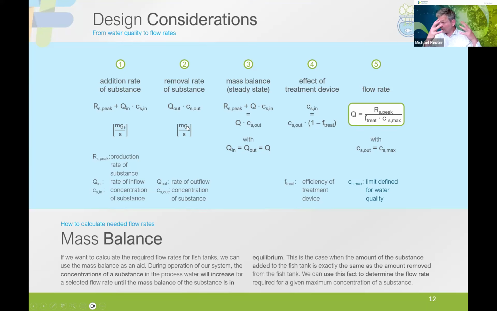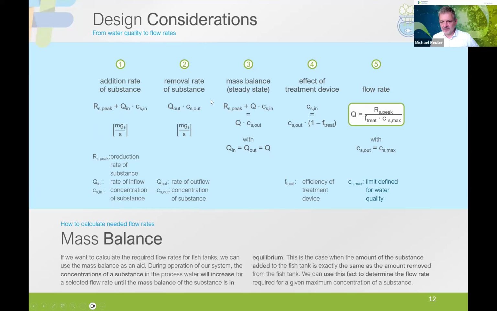And inside of the culture unit, the removal rate corresponds to the concentration of the waste product inside of the tank multiplied by the flow out rate. And the addition rate is what flows in, also with a certain concentration. That might be 0 if water is completely clean, but usually in a recirculating system, we still have a little bit of this product also in the inflow. And what is produced as a peak rate by the fish.